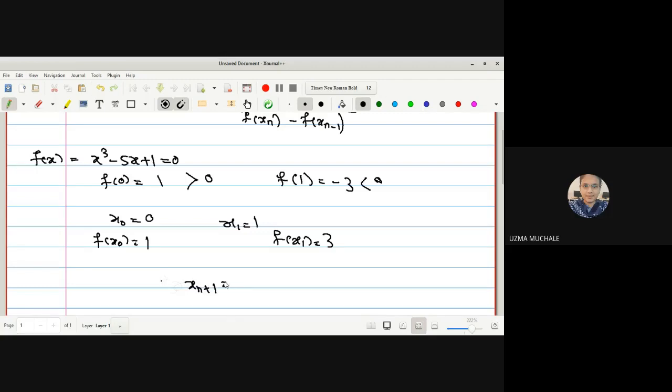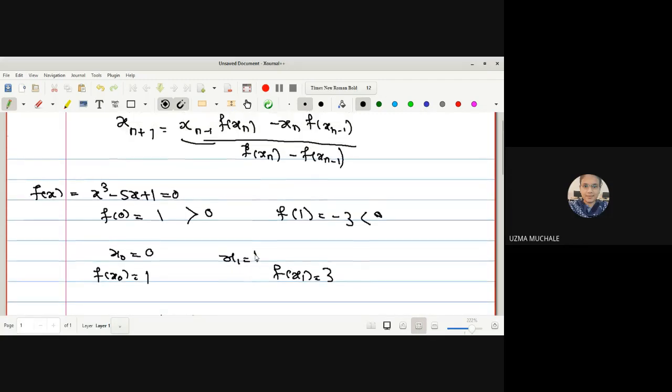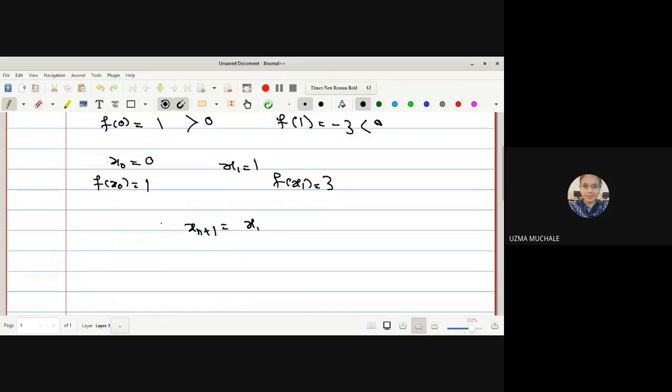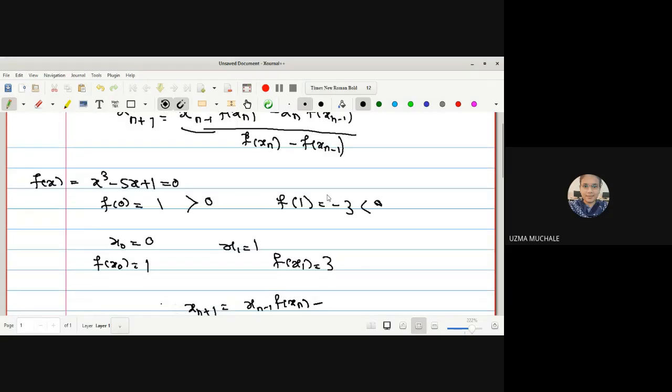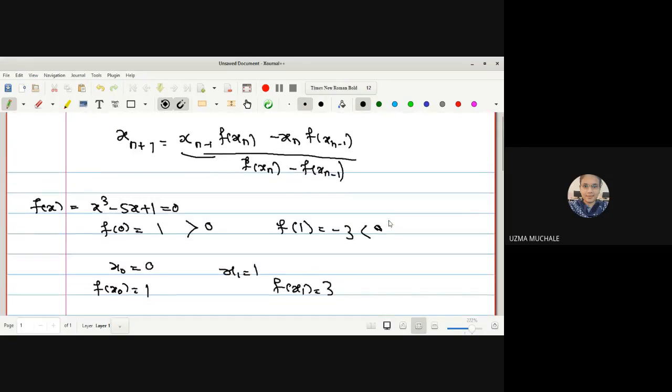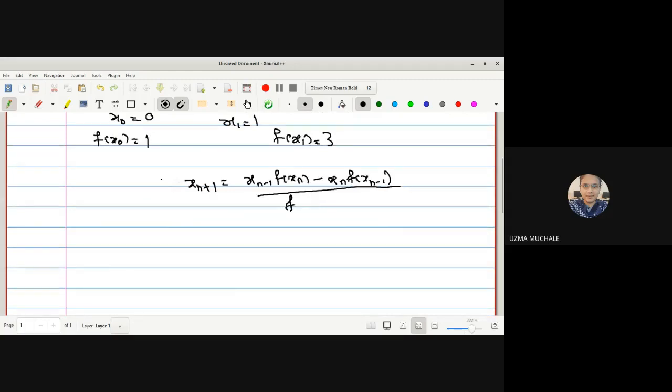x(n+1) is equal to this formula: x(n-1) f(x(n)) minus x(n) f(x(n-1)), divided by f(x(n)) minus f(x(n-1)). So what is the formula for x(n+1)?